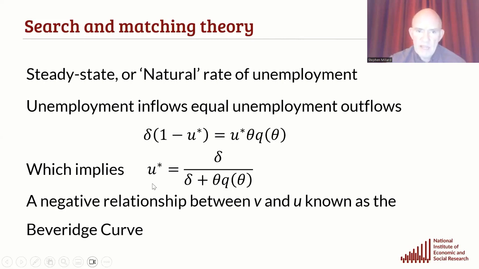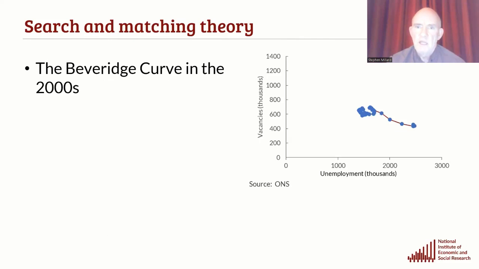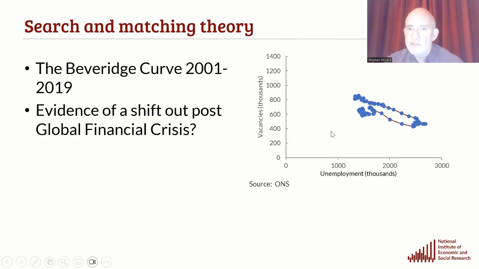Now, that relationship can actually be plotted as a downward sloping relationship between vacancies and unemployment. And this is known as the Beveridge curve, after William Beveridge, who first suggested that there was this relationship. And this is what the Beveridge curve looked like in the UK in the 2000s. You can see the downward sloping relationship between vacancies and unemployment. Now, if I add the 2010s, there's signs that it shifted out just a little, but not much, really. We're still on the same downward sloping relationship.